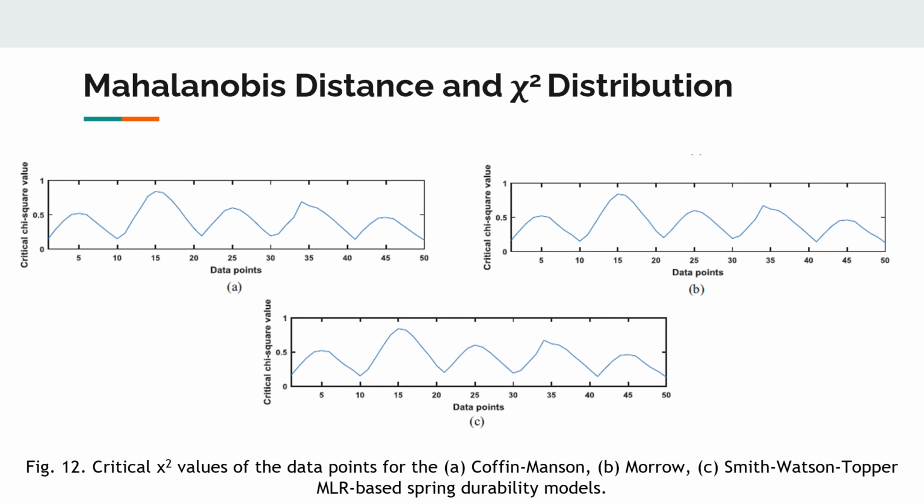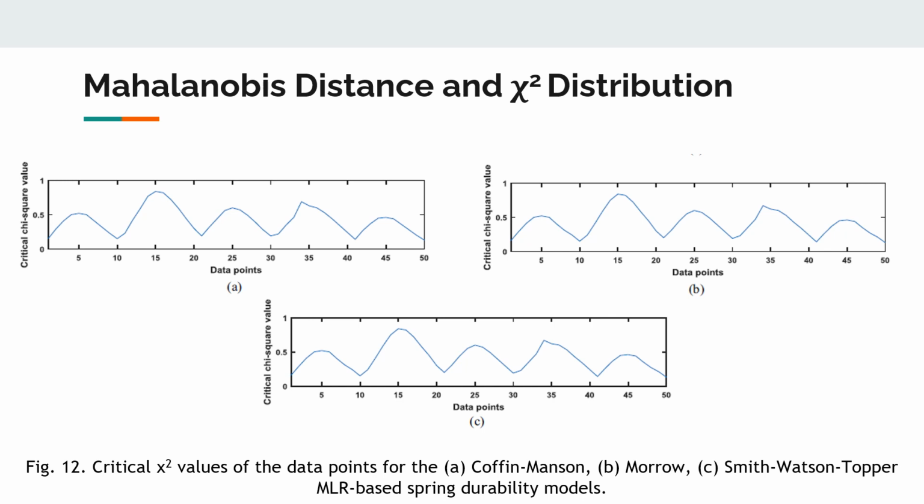In this study, the Mahalanobis distance values were also determined to check the existence of outliers in the independent variables based on the chi-square distribution. The Mahalanobis distance refers to the distance between each point and the mean value. The chi-square test with 2 degrees of freedom was chosen for analysis because all of the MLR-based spring durability models consist of 2 independent variables.